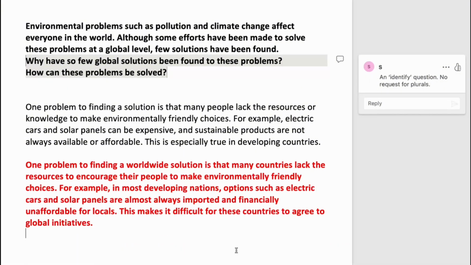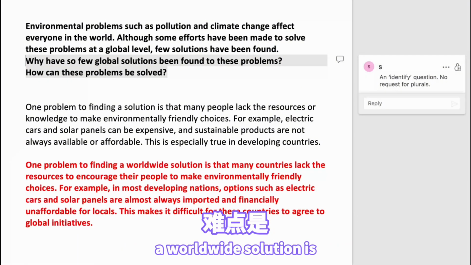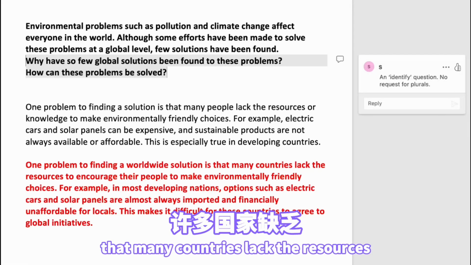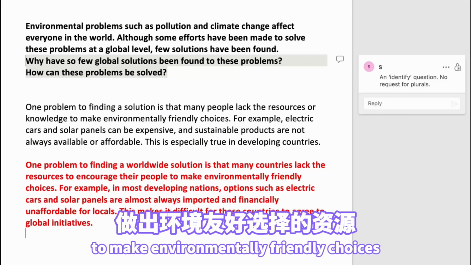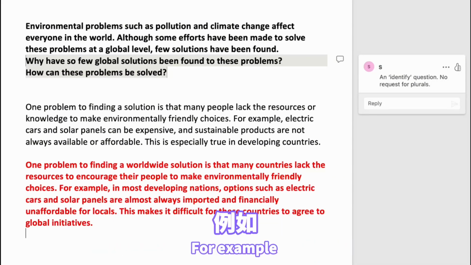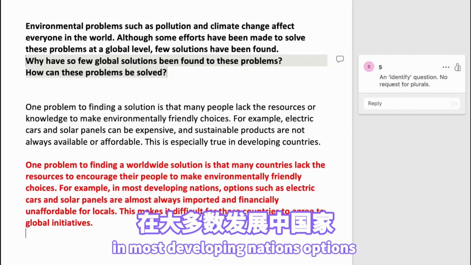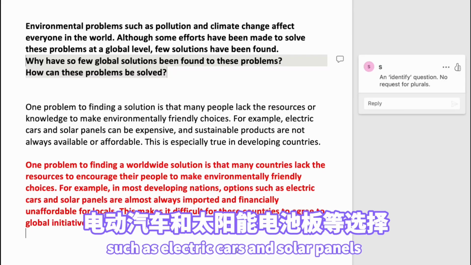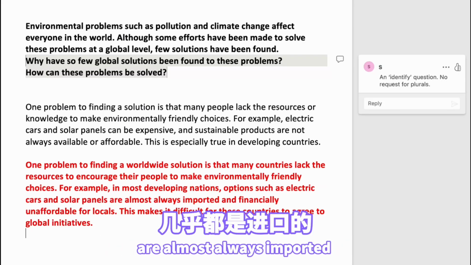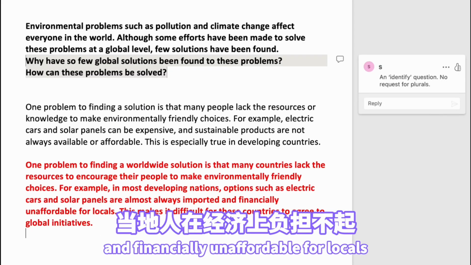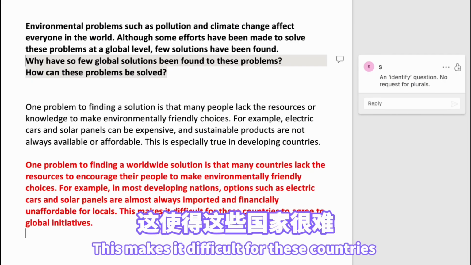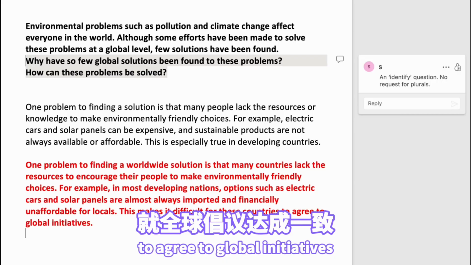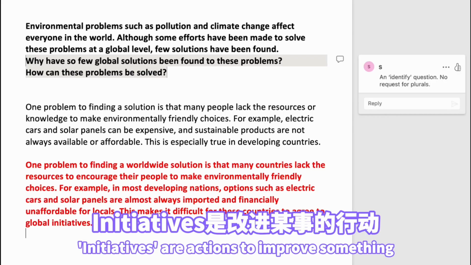Let's look at it. One problem to finding a worldwide solution is that many countries lack the resources to encourage their people to make environmentally friendly choices. For example, in most developing nations, options such as electric cars and solar panels are almost always imported and financially unaffordable for locals. This makes it difficult for these countries to agree to global initiatives. Initiatives are actions to improve something.